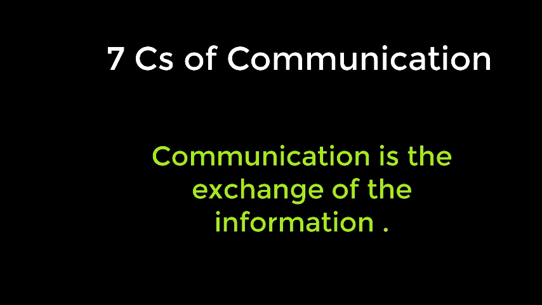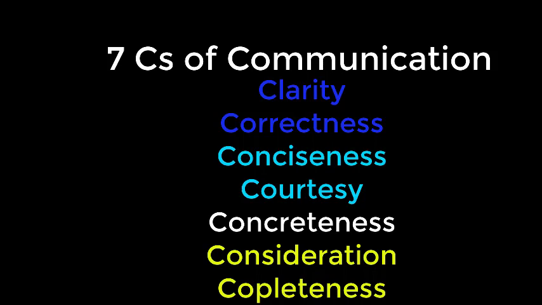Here we are talking about the 7 C's. What are the 7 C's of communication, or what are the 7 elements of effective communication? Those 7 C's or elements of communication are clarity, correctness, conciseness, courtesy, concreteness, consideration, and completeness. These are the 7 C's of communication, right?